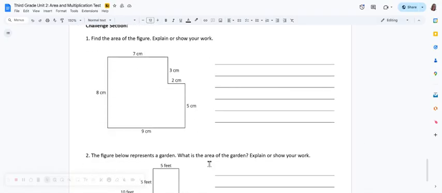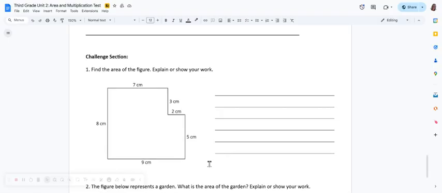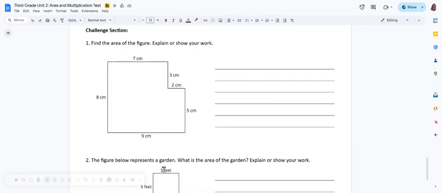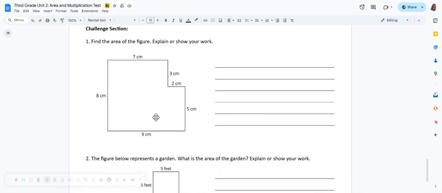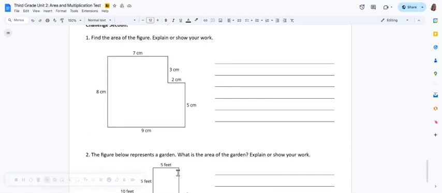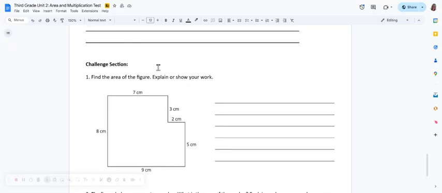If you want to go on to the challenge section, you may go ahead and do that. It is down here, so you can figure that out. And it says find the area of the figure, explain your work for both of them. Okay, so that is optional. The challenge section is optional. You do not need to do it.